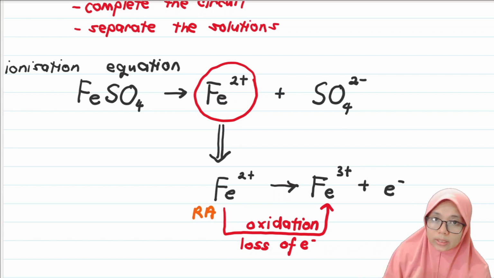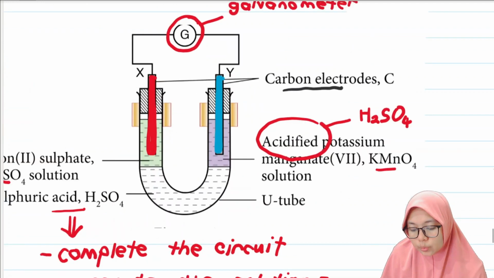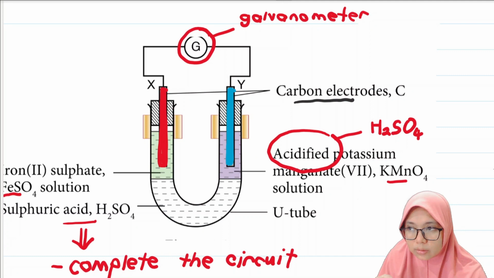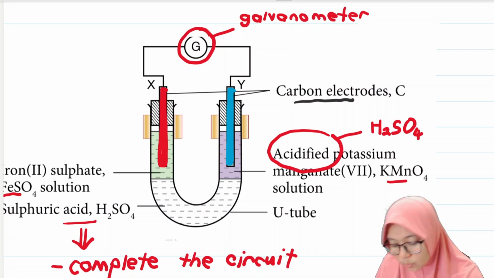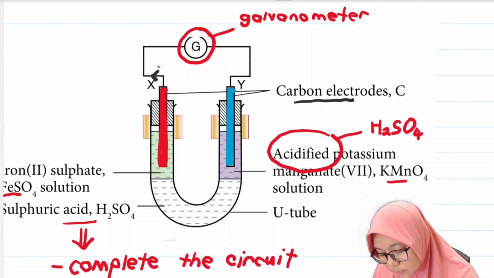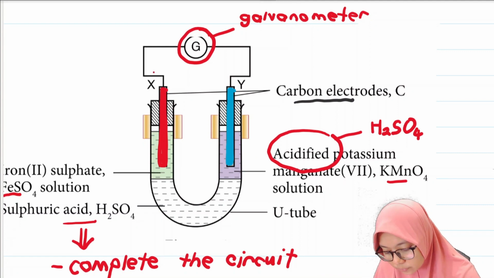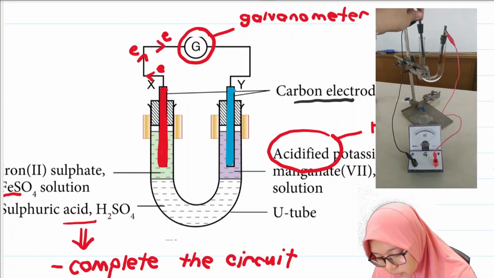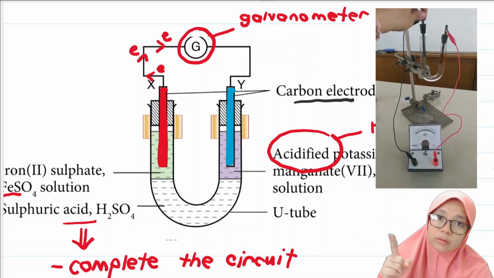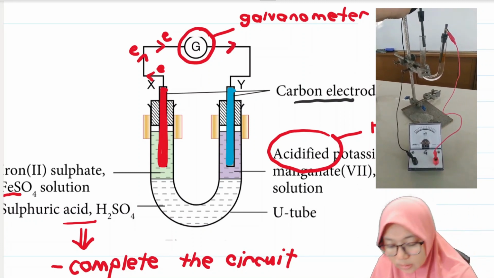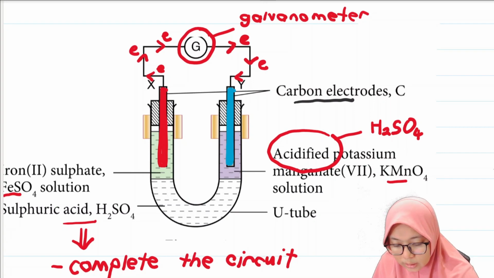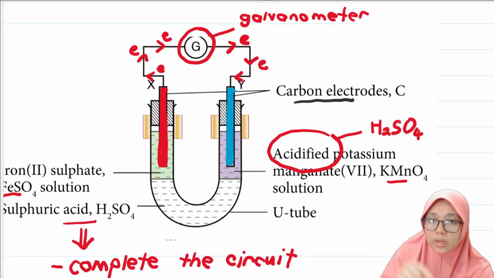So what happened when iron 2 plus changed to iron 3 plus? The electron that was released by the iron 2 plus will be transferred through the connecting wires and then go inside the galvanometer, making the galvanometer deflect. And then it goes through the connecting wire again, and the electron will be accepted by Y electrode.